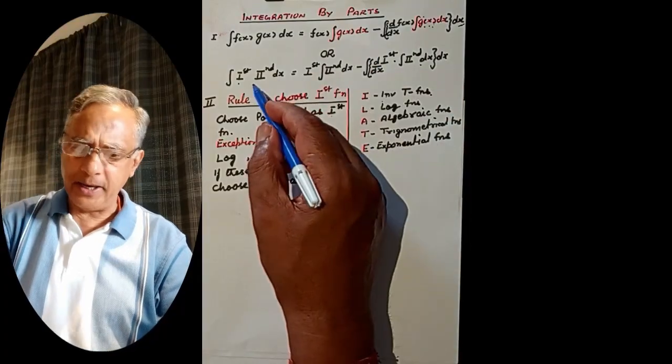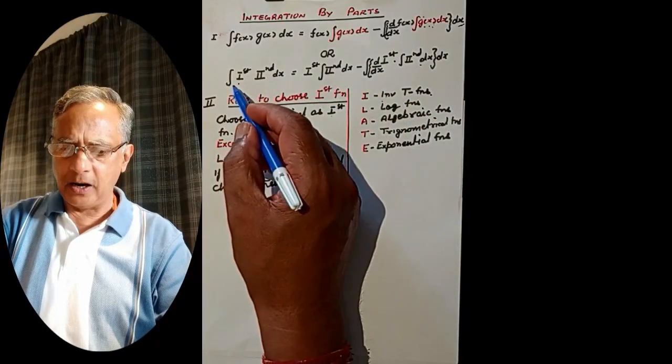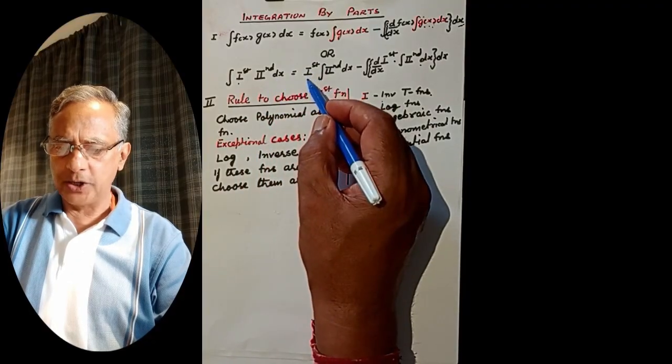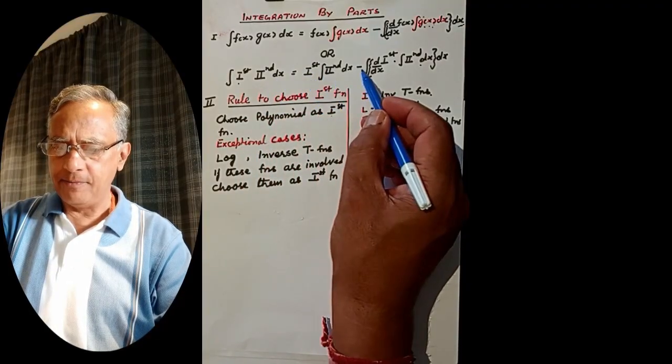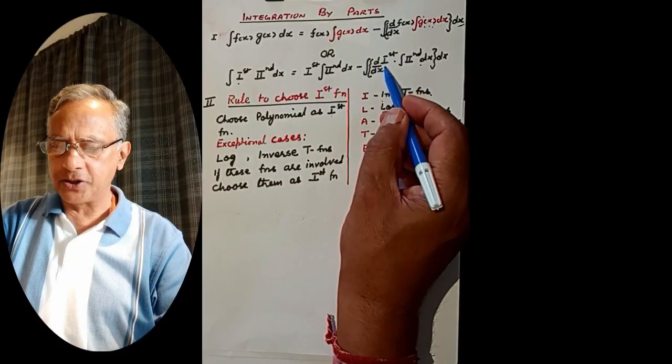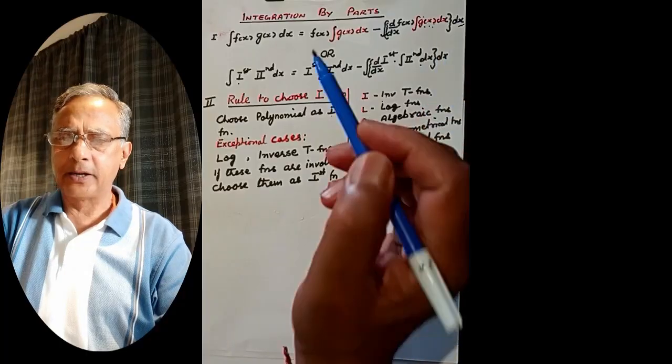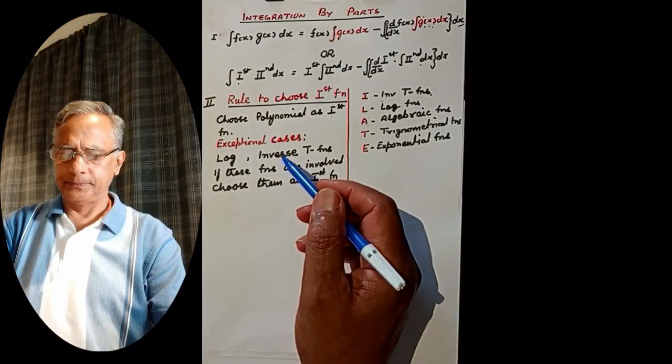So we will remember this rule as integral of product of first and second function dx is first function integral of second minus integral of differentiation of first into integral of second, with respect to dx.